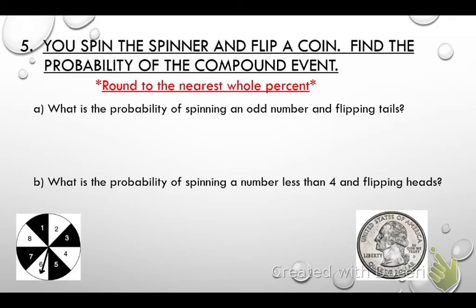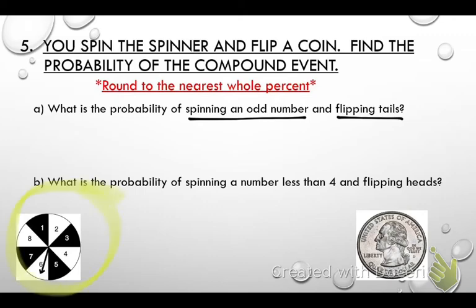For number 5, it's going to be the same kind of idea, but this time instead of focusing on it being a number cube or a dice, we are going to look at this little spinner that we have both on our paper and up here on my screen. So you spin the spinner and you're going to flip a coin. Find the probability of the compound event and round to the nearest whole percent. What's the first thing that we're looking for right now? Spinning an odd number, okay? So let's underline that. What's the second thing we're looking for? Flipping tails.